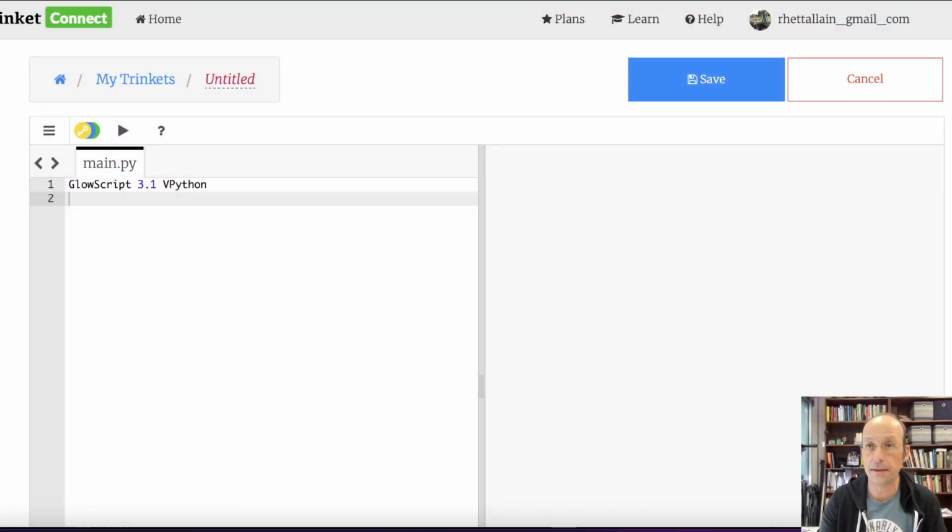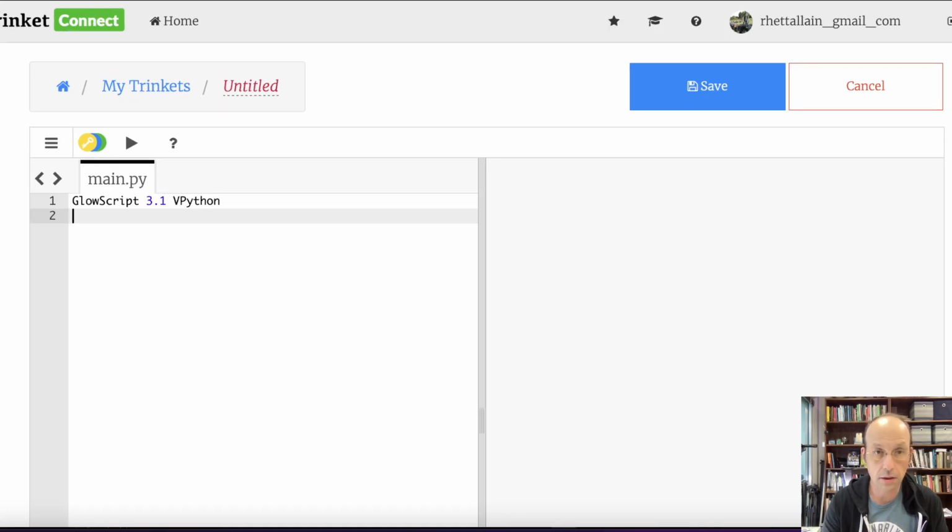I'm using GlowScript VPython. Let me make it a little bit bigger. We're going to make a graph, obviously. I'm going to make a graph of, what do I want to graph? What's the best thing to graph? I'm going to make a graph of Q versus T.